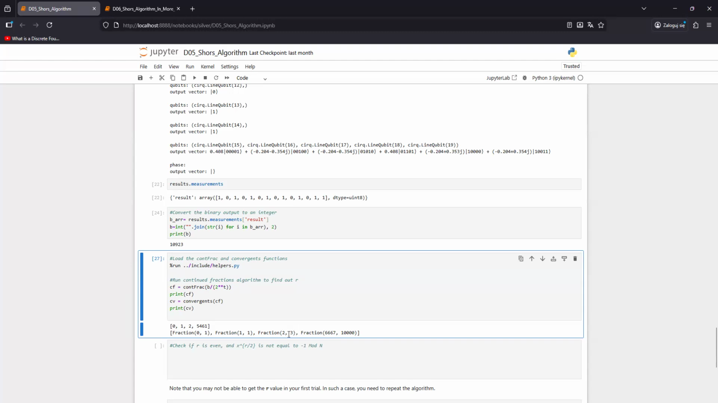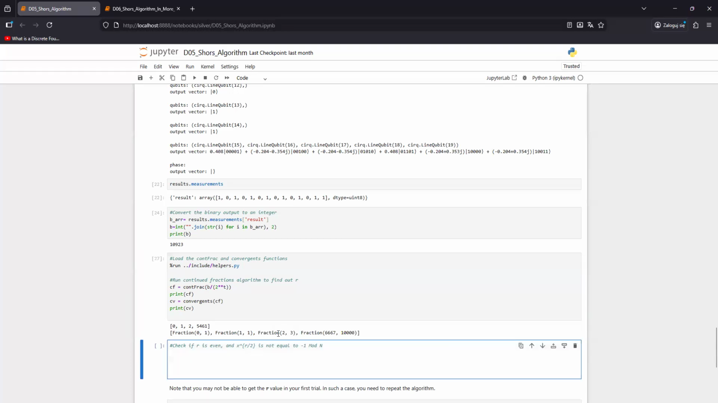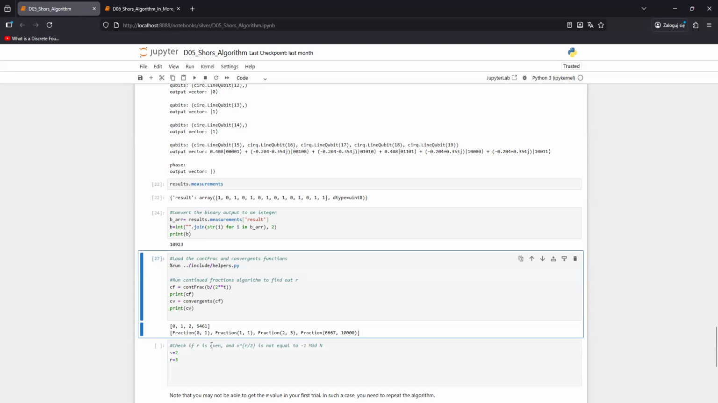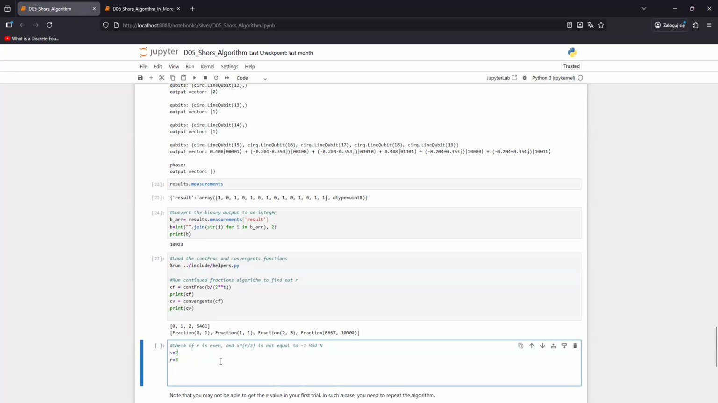If it's not correct, then you can also try this one. But our candidate will be this fraction. So S is equal to 2 and R is equal to 3, because those are trivial. So R for sure, we already know that it won't work. And now we need to check whether R is even.